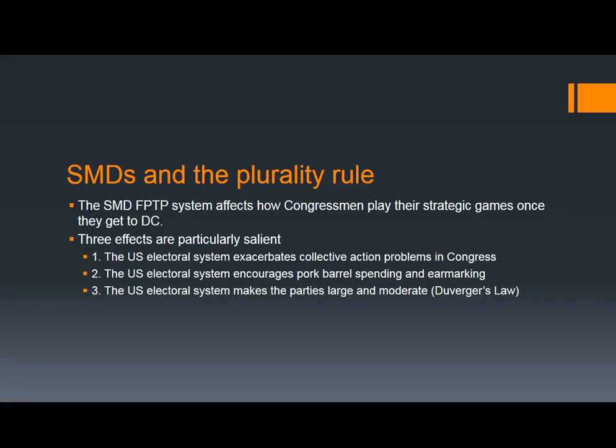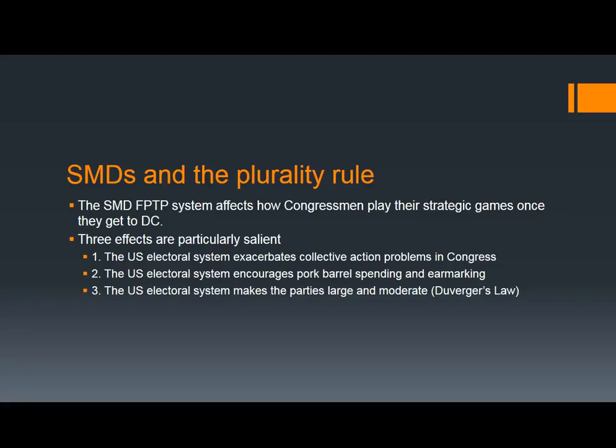First past the post simply means that the candidate with the largest number of votes wins the district. It doesn't matter how many votes they have. It just matters that they have more than the next top vote getter. So, single member district, and in order to be that single member, you have to have more votes than any of the other candidates. Now, this affects how congressmen play their strategic games once they get to D.C. So, of course, it affects how they run for office, how they campaign, but it also affects how they vote once they get to Congress.